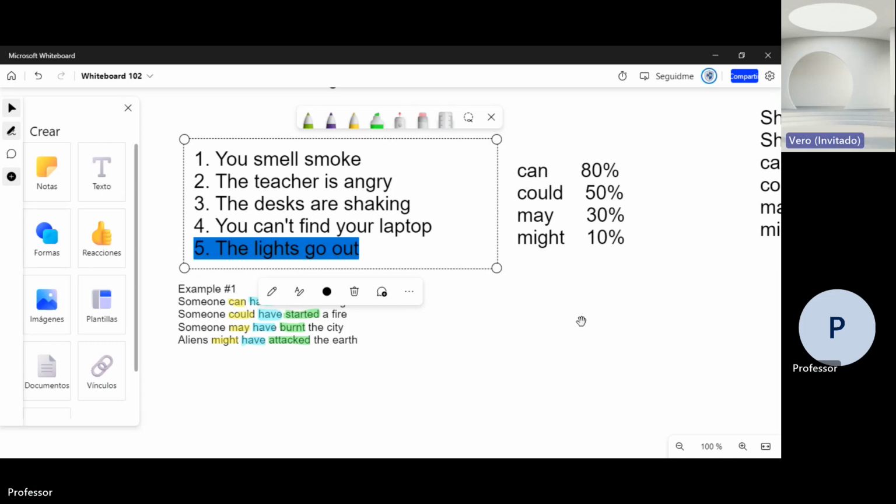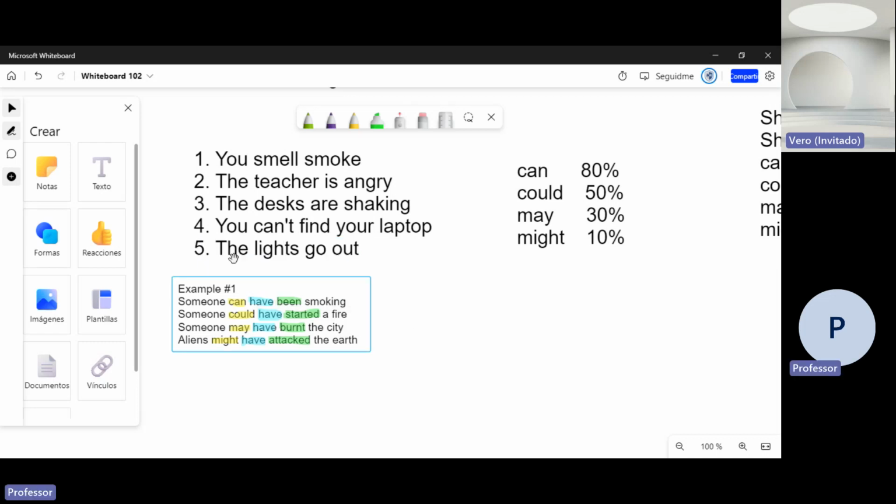Involved. It can have been a blackout. It could have been a short circuit. Very good. There you go. That's it. Well done. Any questions about past probability?